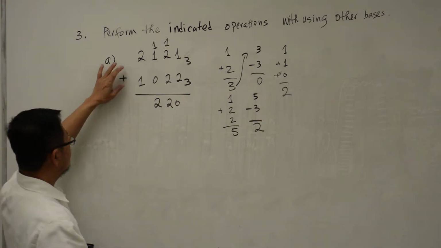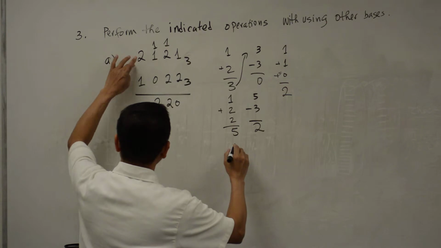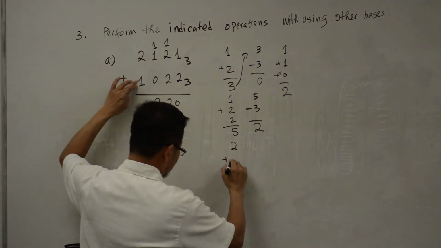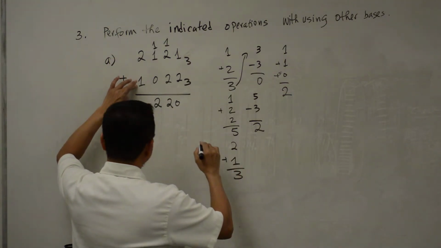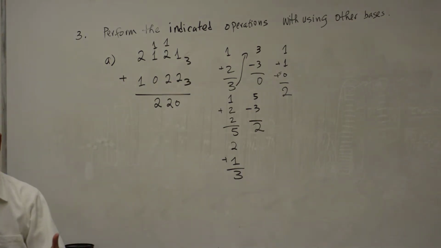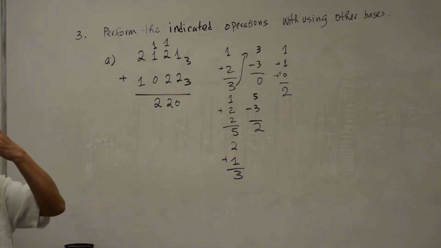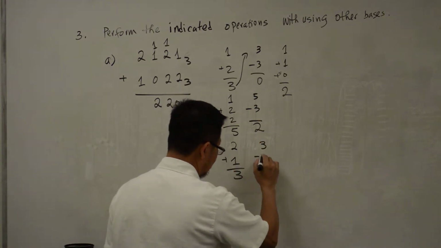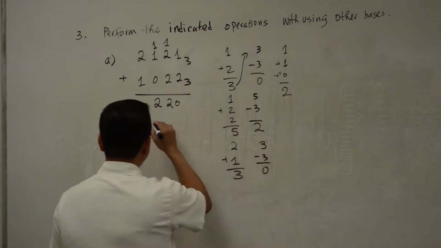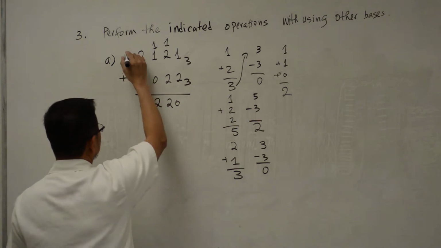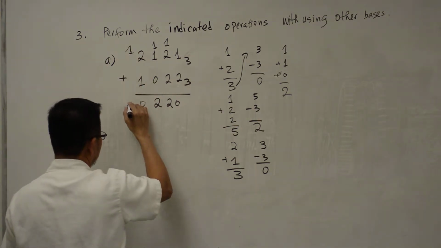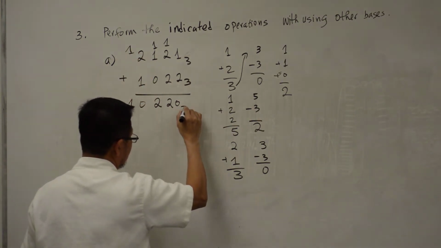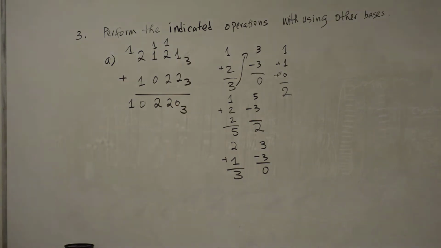Okay, similar here, we add 2 plus 1, which gives you 3. But 3 is equal to the base. You cannot write down 3. Similar to base 10, right? With 10 you write down 0. In this case, it's the same thing. So 3 minus 3 gives you 0. Then you carry one group of 3, which is 1.